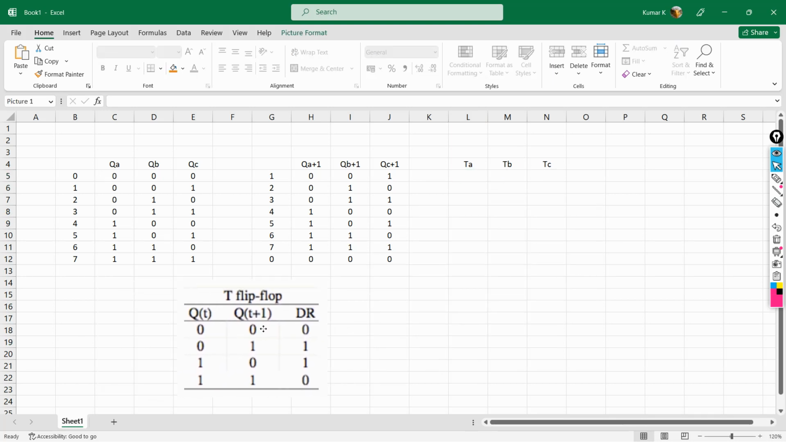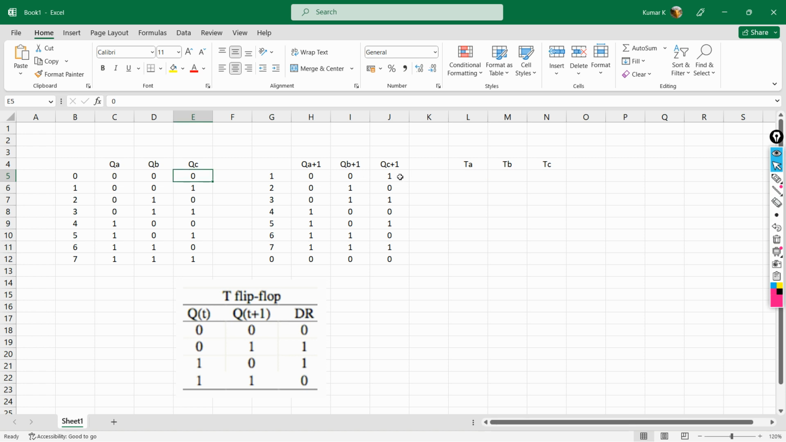Okay, so look at this particular excitation table. Now see here, 0, and it is toggling. It is 1, which is again toggling. So this T input is going to be always 1, because it is always toggling. Looking at this, this is your current value, and this is going to be your next value. Now that means what? 0 to 1, and then 1 to 0.